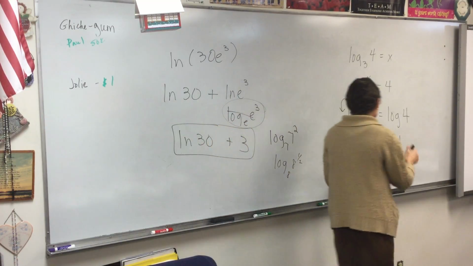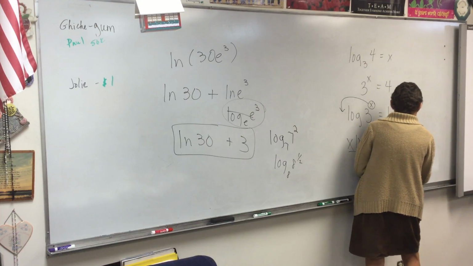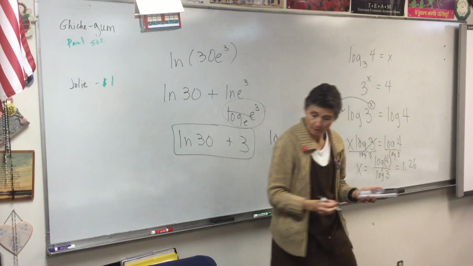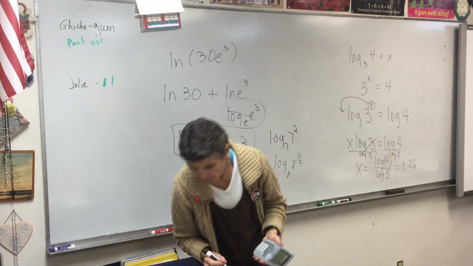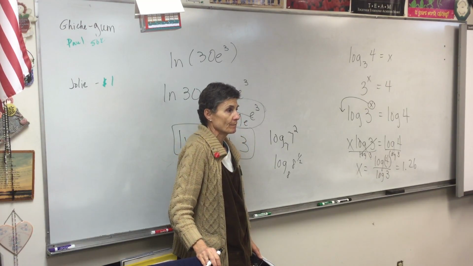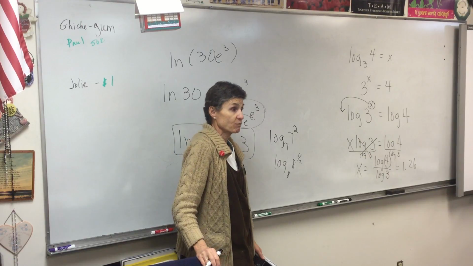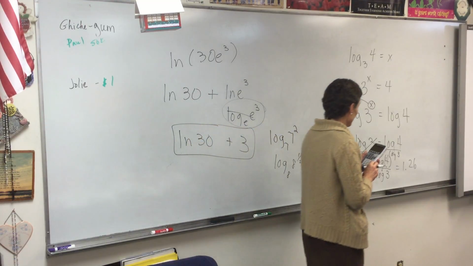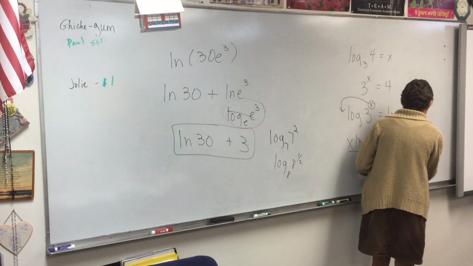Did you get 1.26? Are there any rounding directions? Here is 10,000. That's 4 places, so I need a couple more. So 1.2619.